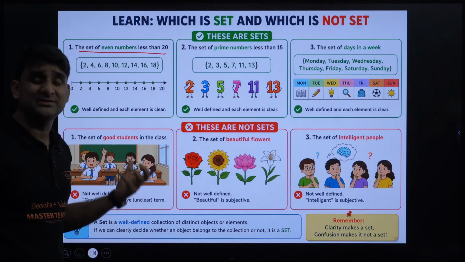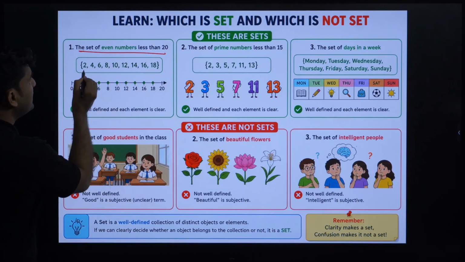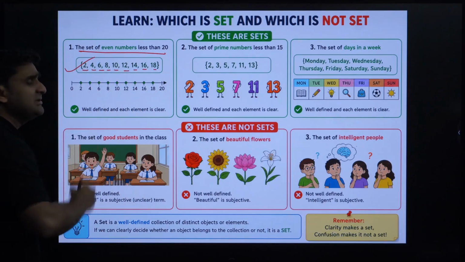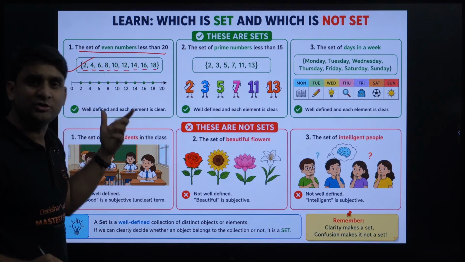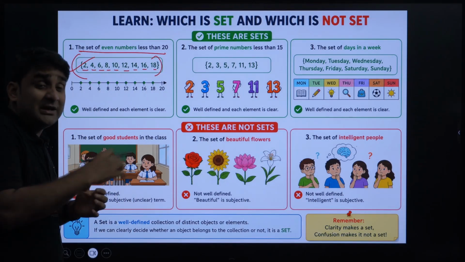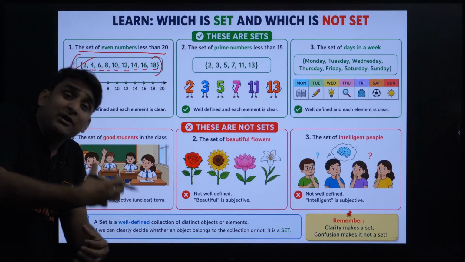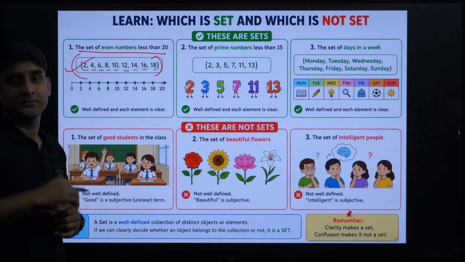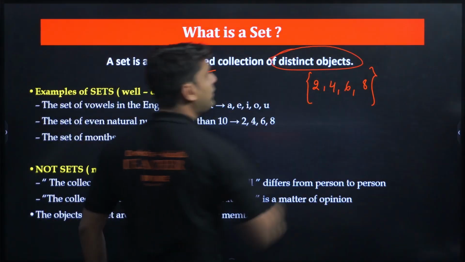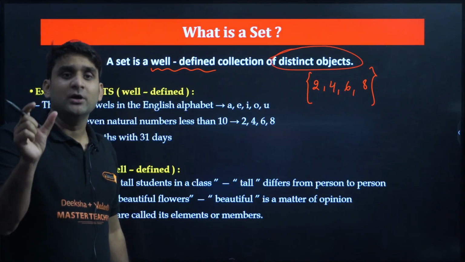We know this is limited, this is finite. We can write all the even numbers less than 20. So the numbers will be 2, 4, 6, 8, 10, 12, 14, 16, 18. So this is obviously a set because the given information is well defined, and this will be the collection of numbers. The collection of numbers, data, objects should be well defined. And there is one more thing: distinct. Distinct means what? The number, the data, or the elements.